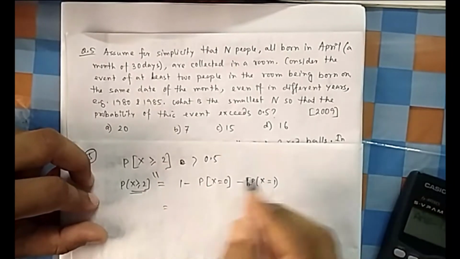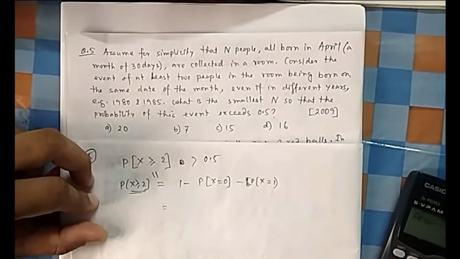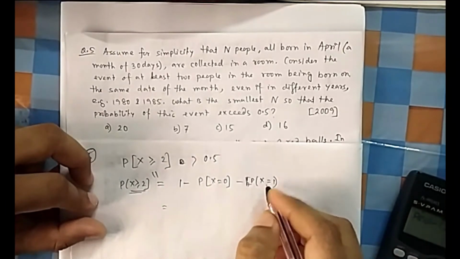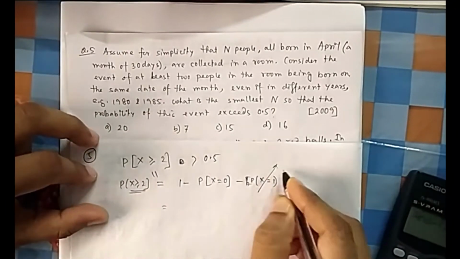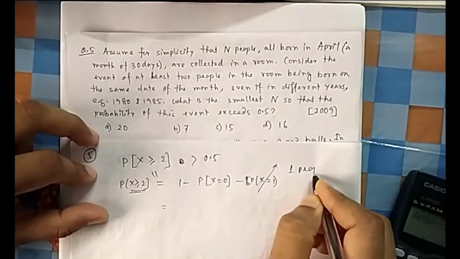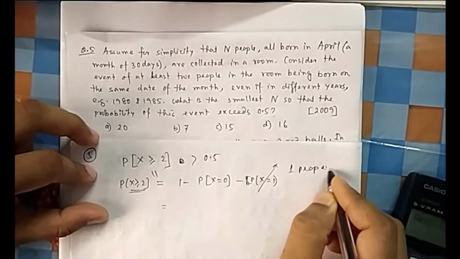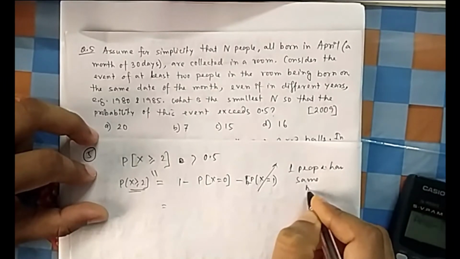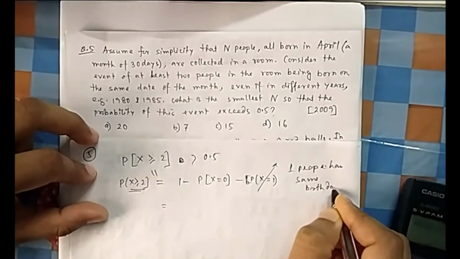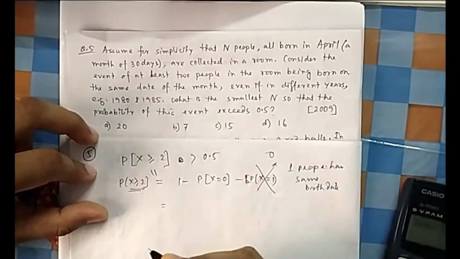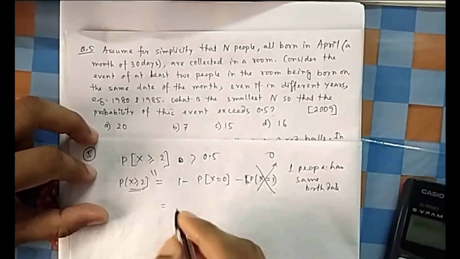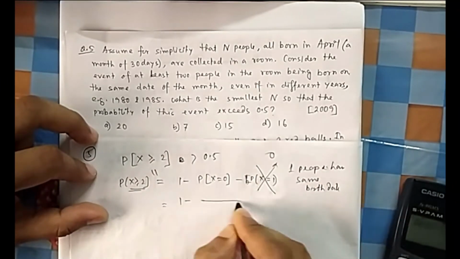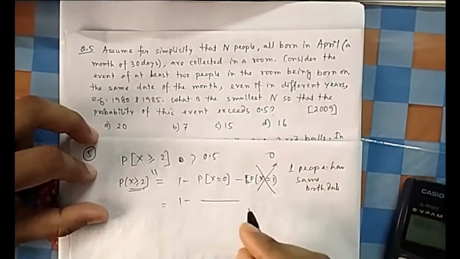Okay, what does 1 person having the same birthday mean? Does it make any sense? 1 person having the same birth date doesn't make any sense. That means this probability is 0, and we will not consider this case. So it is 1 minus the probability of x equal to 0, which means no one has the same birthday.